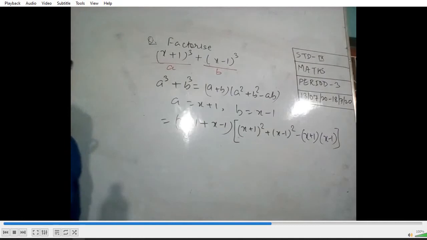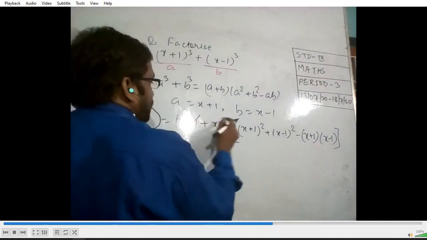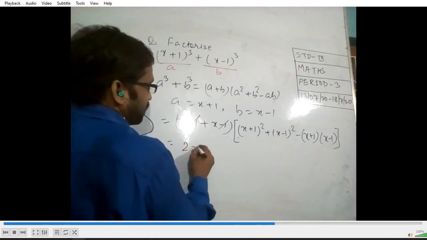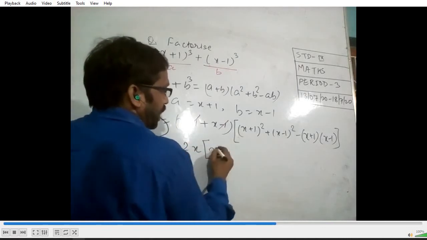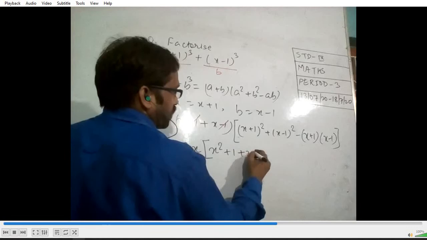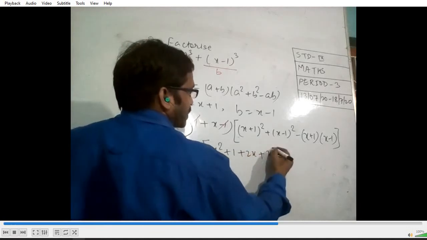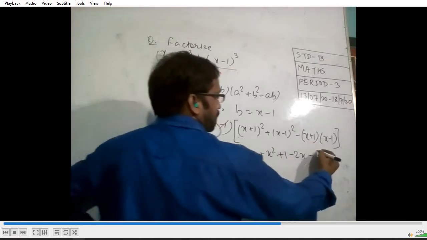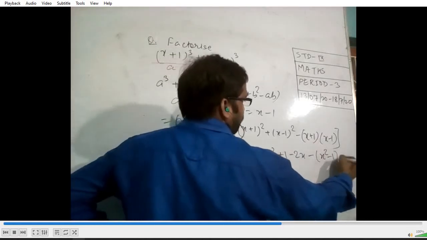Okay. Now plus 1 minus 1 cancel. So this will become 2x. Inside will become x square plus 1 plus 2x, plus this will become x square plus 1 minus 2x, minus this will become x square minus 1.